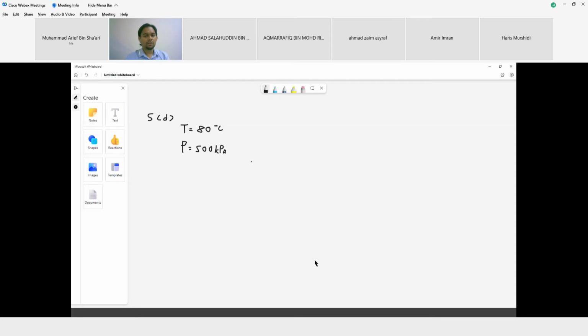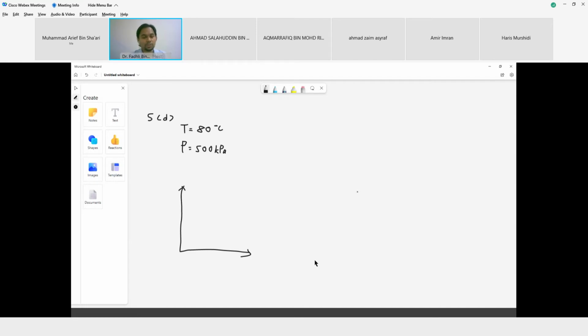Okay. Then draw TV or PV diagram. In this case, both temperature and pressure are given. As I said earlier, if temperature is given, then we draw PV diagram. And if pressure is given, then we draw TV diagram. But for this case, both temperature and pressure are given. So now it's up to you. You can draw TV or PV diagram.